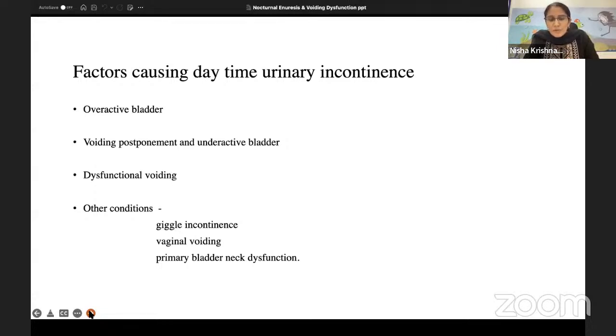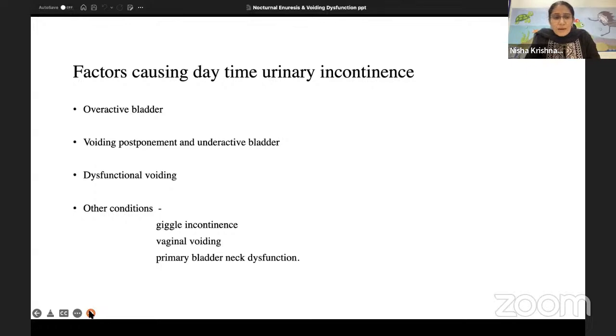Now, just to name them, it is either an overactive bladder, it could be postponement mechanisms where the child refuses to void on time, it could be a dysfunctional voiding, or it could be certain other conditions like, say, giggle incontinence or vaginal voiding or a bladder neck dysfunction. I'll just go into what each of them means.